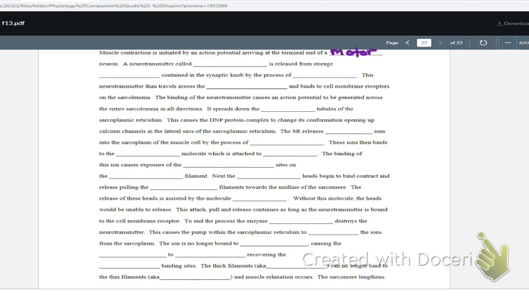Now, in order to get this to fit on one page, I had to really squeeze it in. I apologize. But again, this is in your study guide, so if you can't read it, you can read it in your study guide. A neurotransmitter called acetylcholine is released from storage. What are the containers called? Vesicles, right? Those are in our synaptic knob, and that is the process of exocytosis. The neurotransmitter travels across the synapse by diffusion.